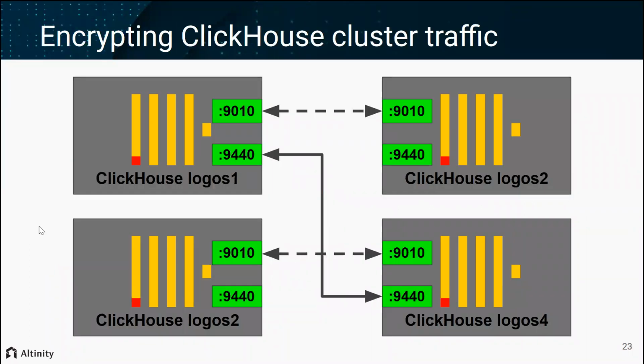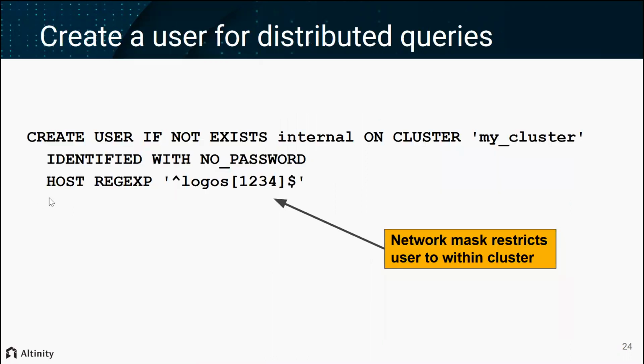So moving to clusters, very briefly, it's not too much harder. We'll want to include the cluster traffic. There are a couple different ways that cluster nodes talk to each other. One is distributed tables. If a query on a distributed table arrives on logos 1, it will probably want to call out to another replica to get data. That's going to go through port 9440, and then the inter-server port that's used for replication between replicas uses port 9010. So setting that up is fairly straightforward.